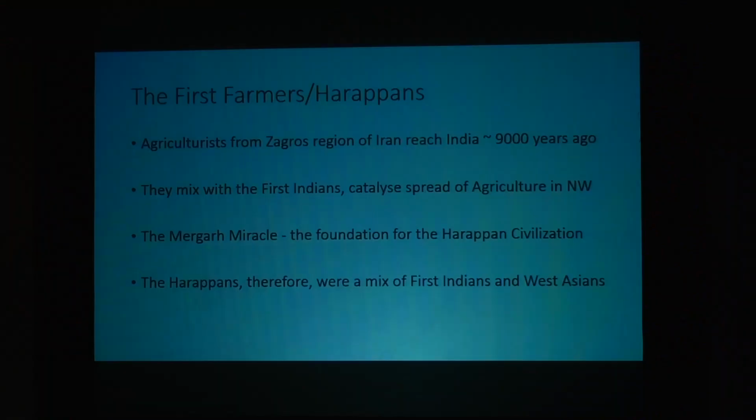So the most reasonable story that we can tell is one of an agricultural revolution happening in northwestern India beginning from around 9,000 years ago, spearheaded by a mixed population of first Indians and West Asians, and then they go on to create the world's largest civilization of its time.